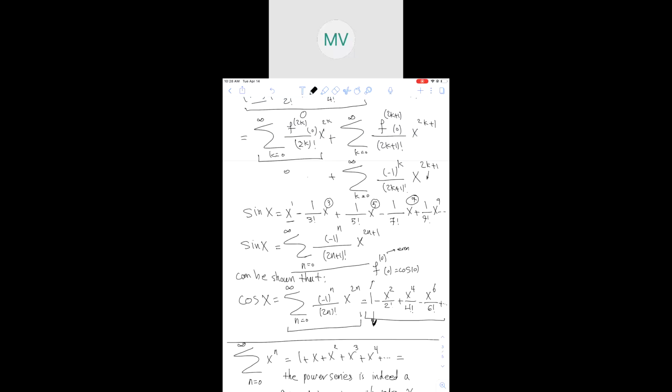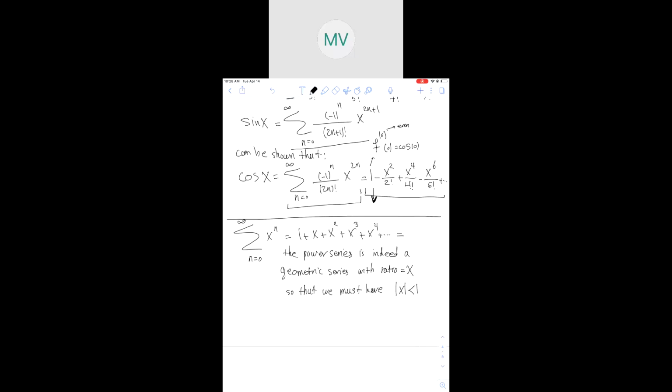Okay, so I'll write it here. Sine and cosine of x, Maclaurin series, converge everywhere. Whereas this one, no, we need a restriction. x has to be strictly between 1 and -1.